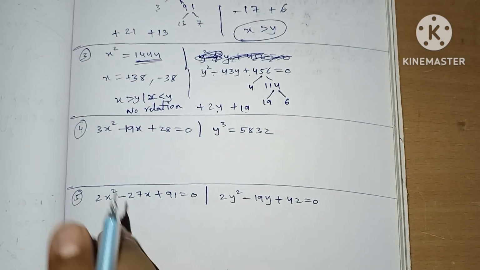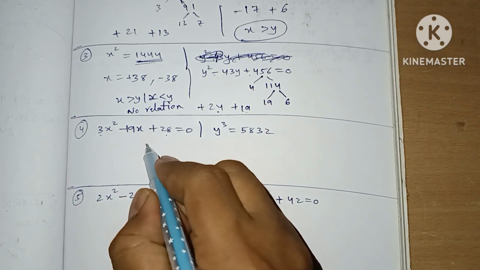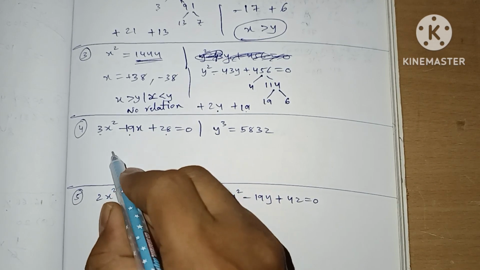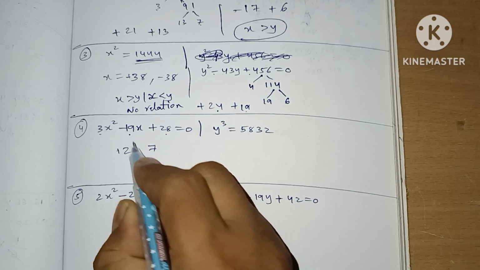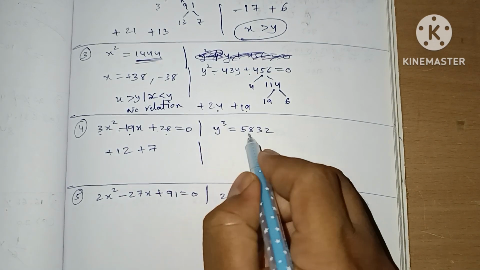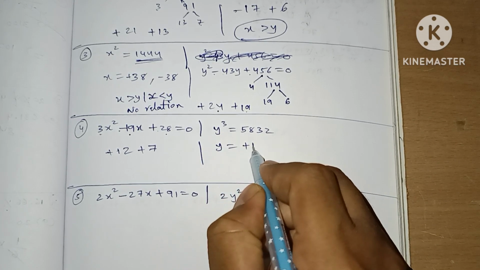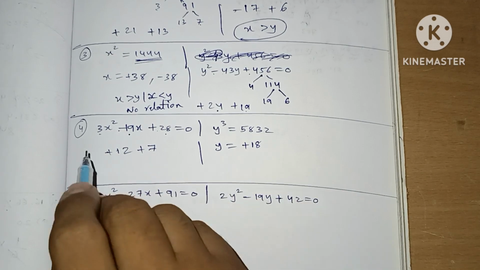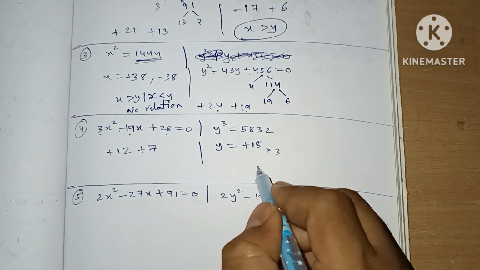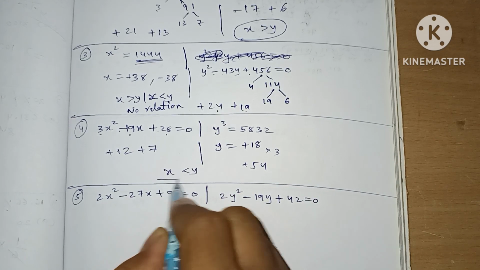Next question. Here we have 3 into 28. 3 into 28 will be 84. 84 and we need to get 19, means 12 7 times is 84. Minus and plus. So the roots are positive. Here y cube value is 5832. So y value is plus 18. But to make the bases equal, we need to multiply this with 3. We get plus 54. Now by comparing these two, it is clear that x is lesser than y.